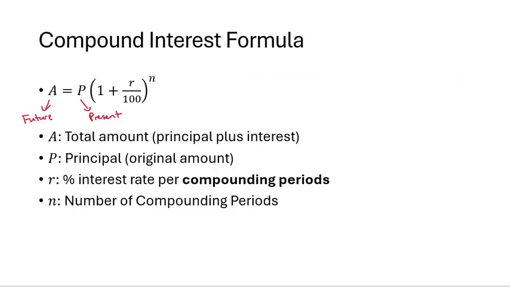But there is a quicker way to do it. There's a formula that we use. So what you're going to do is copy down this formula. It has the same variables as what we've done previously. The only difference is the time is not called time in years, it's just called number of compounding periods.